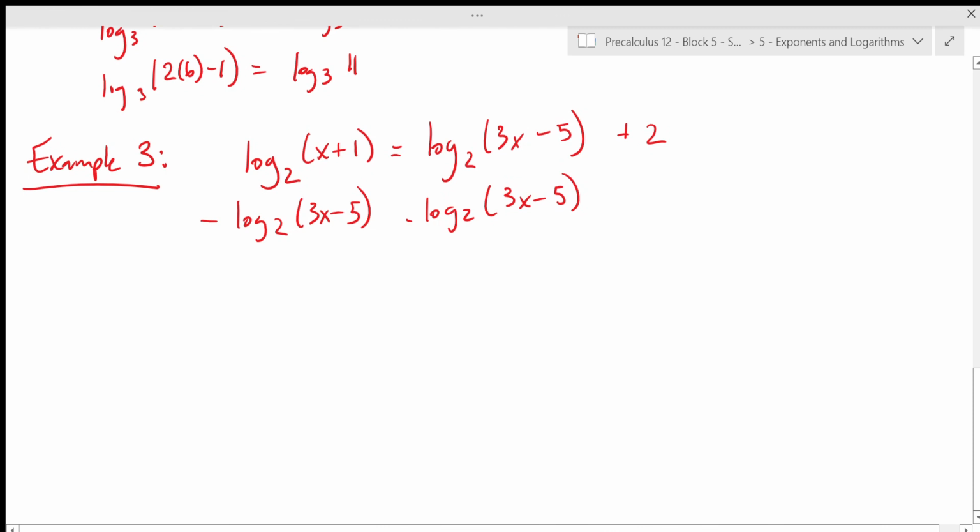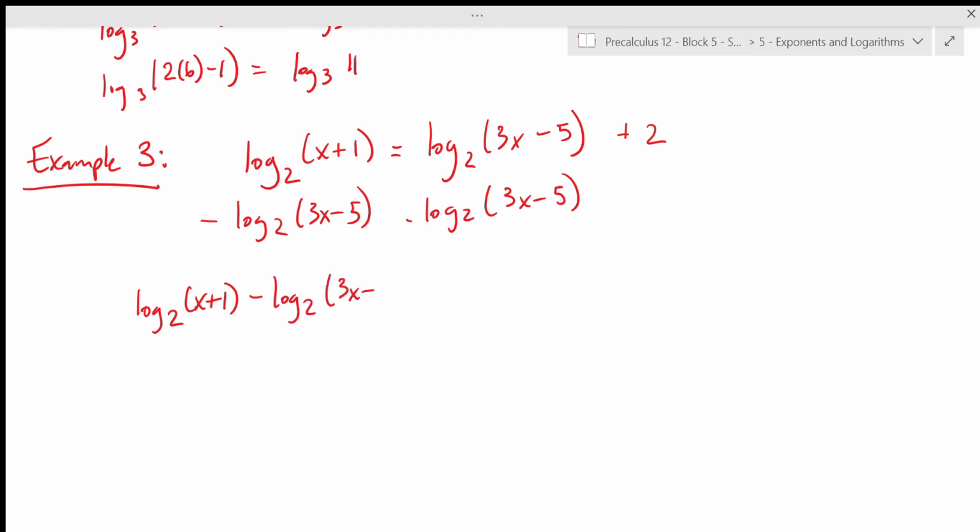Okay, so what we get is log base 2 of x plus 1 minus log base 2 of 3x minus 5 equals 2. So you might notice now we're subtracting logarithms with the same bases, so we can actually use our quotient rule for logarithms to simplify this, to make it one term. So we get log base 2 of x plus 1 over 3x minus 5 equals 2.